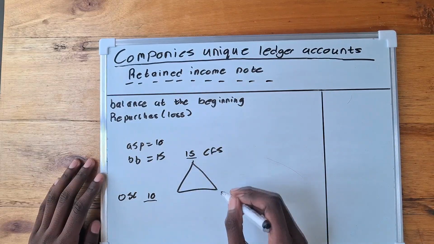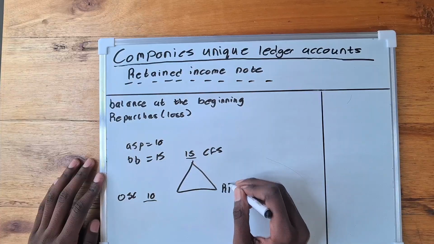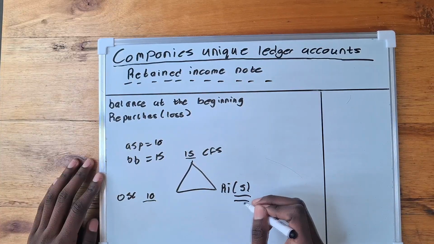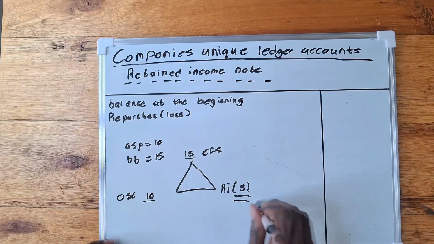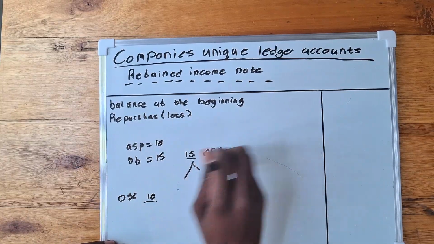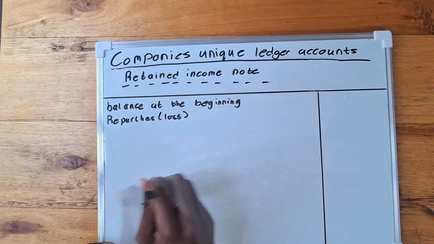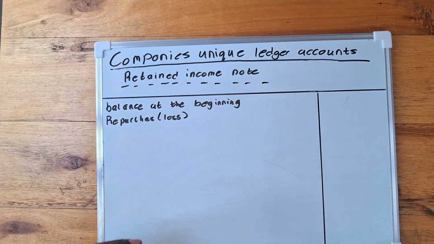So where are we going to take the money? We're going to take it from the retained income. So this is where the 5 rand goes. This is the loss amount, right? So with that being said, here you will write your loss amount. And also please do show your calculations.